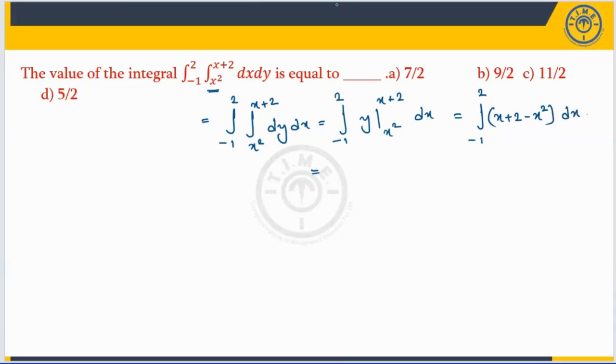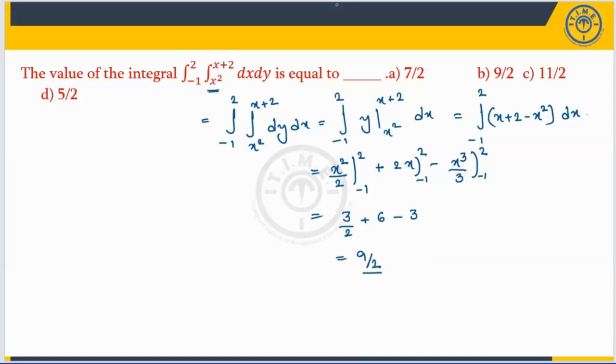Now integrate with respect to x, so that is x square by 2 from minus 1 to 2, plus 2x from minus 1 to 2, minus x cube by 3 from minus 1 to 2. And here this is 4 minus 1, which is 3 by 2, plus 2 plus 1, 3, 3 to 6, minus 8 plus 1, 9, which is 3. So 3 by 2 plus 3, that is 9 by 2 is the answer.